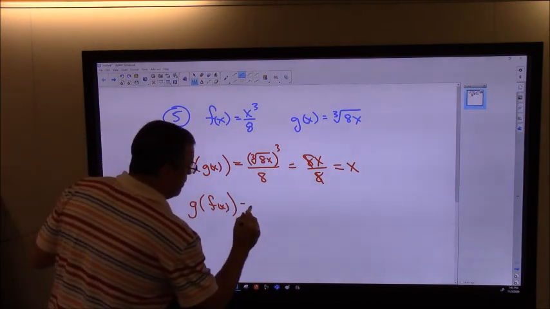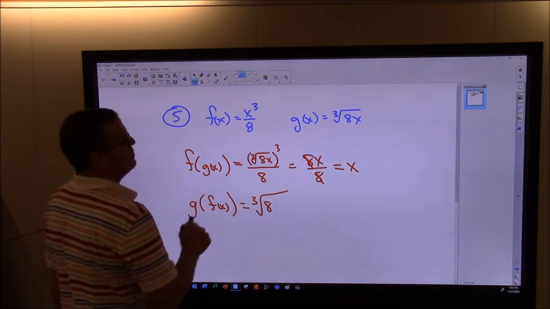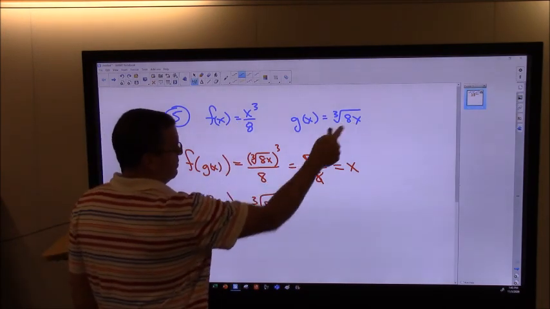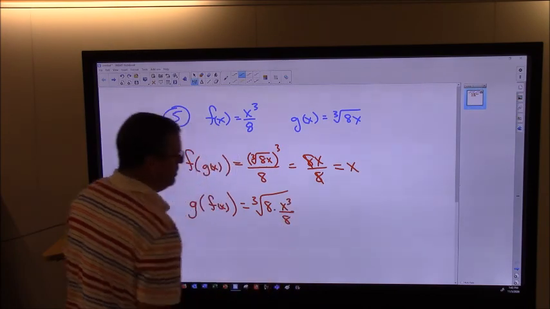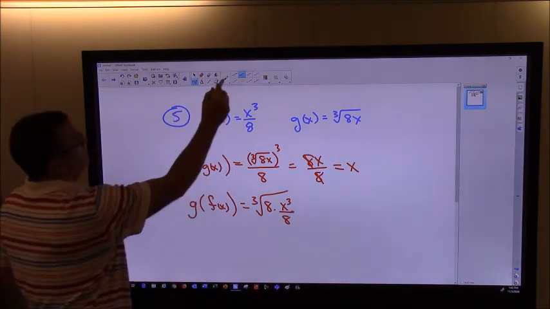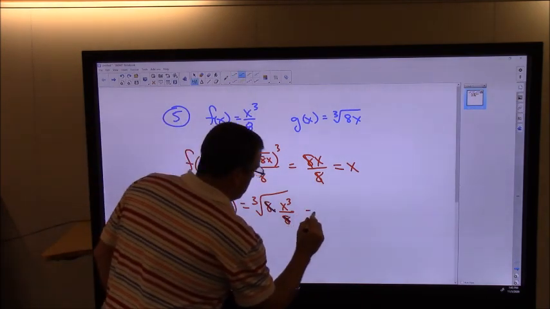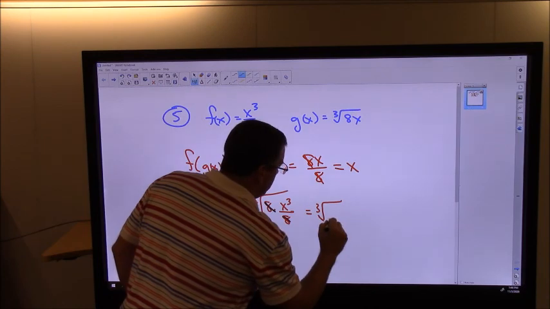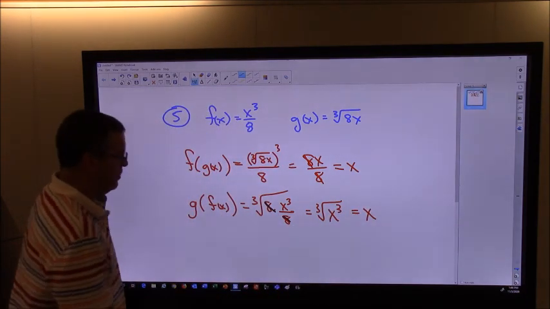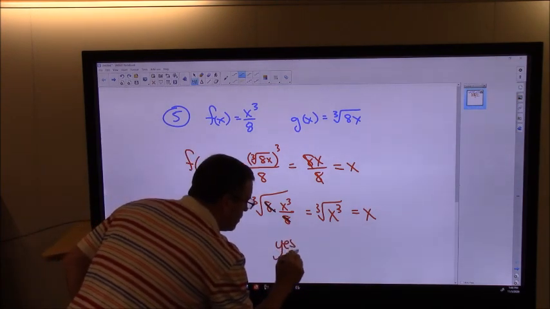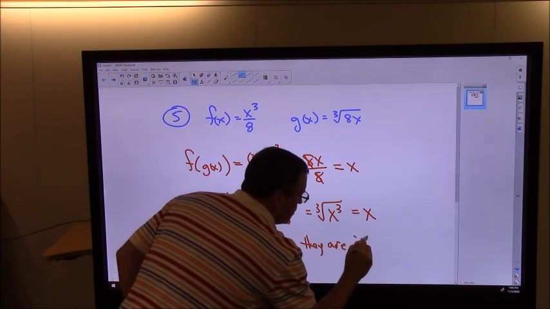So now I've got the cube root of 8 times, I'm going to plug this in place of x, x cubed over 8. And so when I do that, the 8's cancel, and I get the cube root of x cubed, which is x. So yes, they are inverses.